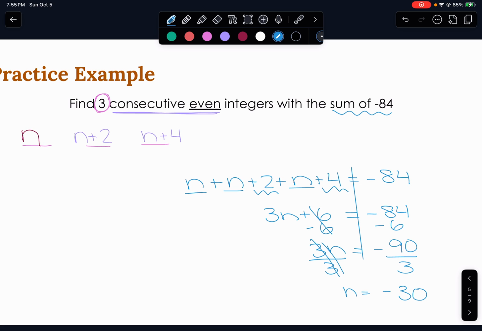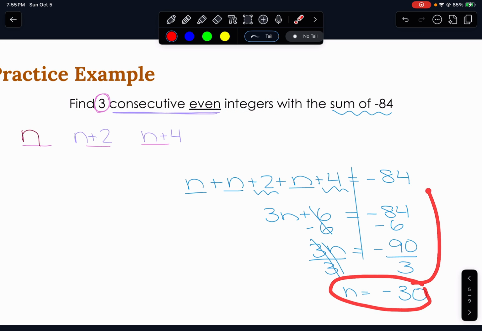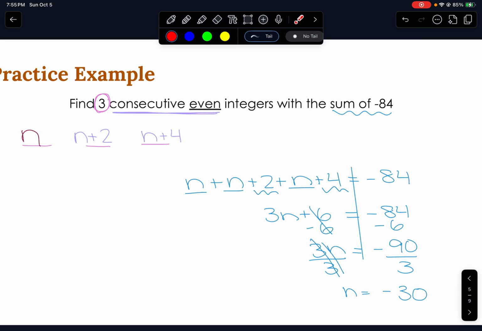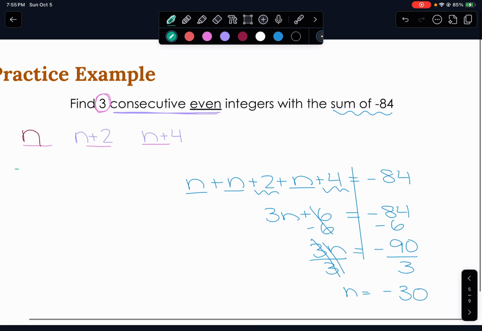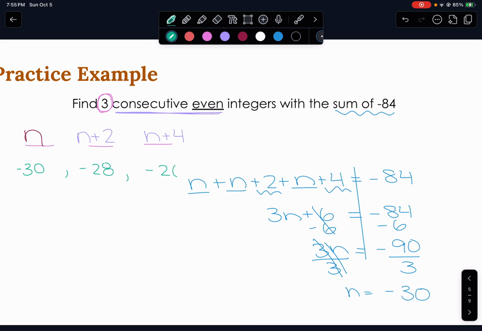Now remember, that's not my final answer. I'm not just asking for you to solve for n. I'm asking you to find the 3 consecutive even integers. So remember, you need to take this n and plug it into each of these expressions up here to find that answer. So we know our first term is n, so we know n is negative 30. Then I have n plus 2, so negative 30 plus 2 is negative 28. And then I have n plus 4, so negative 30 plus 4 should give me negative 26.